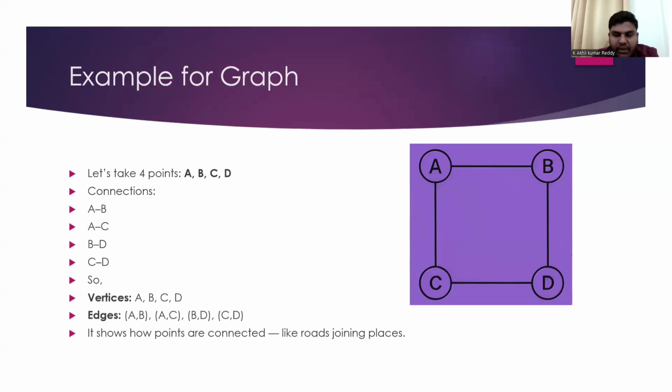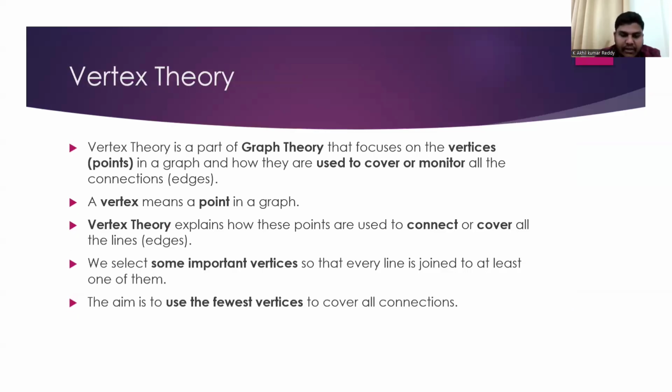This example can represent a small area in a city, a small computer network, or even a mini social network. This type of representation helps us understand how objects are connected between them. So this is clear about graph. We are discussing vertex now. Vertex theory focuses on the importance of specific points in a graph. Vertex means a point in a graph.